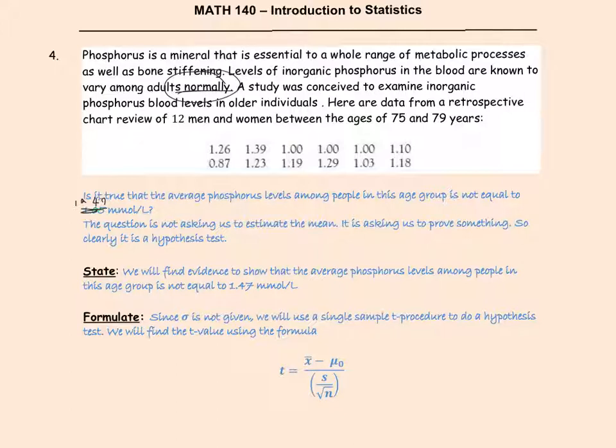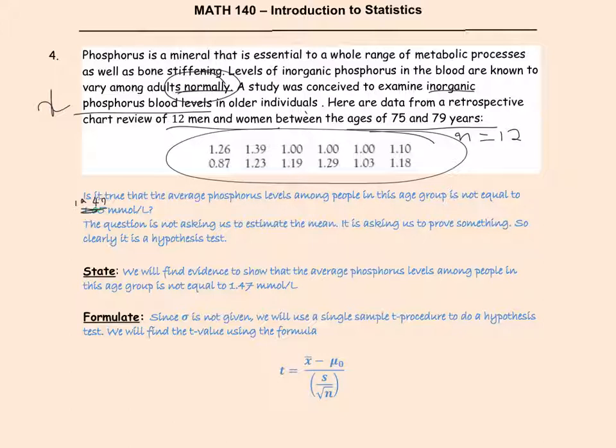A study was conceived to examine inorganic phosphorus blood levels. That's what we are measuring. So that's our measurement X. Inorganic phosphorus blood levels in older individuals. And the age group is 75 to 79. That's our population, and we're talking about 12 men and women, so that's our sample size, n equals 12. So we're given the values, and clearly sigma is not given. So sigma is not given, and that's important to notice here.